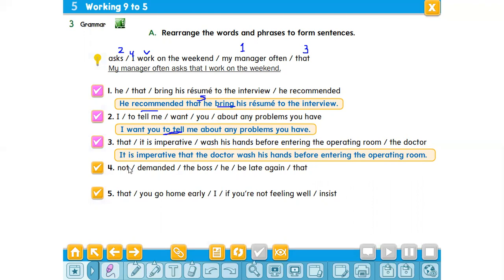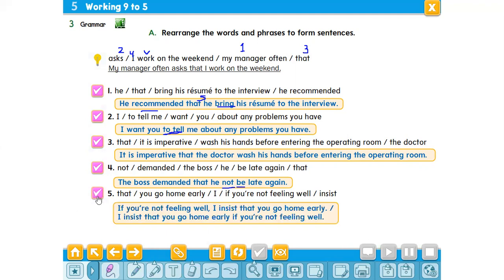Number 4, not demanded the boss, he pleaded again that. Pay attention, not. We must use not before the base form. Excellent. The boss demanded that he not be late again. He not be late again. We use not before the base form. Number 5, that you go home early. I, if you are not feeling well, insist. Very good. If you are not feeling well, I insist that you go home early. Or I can say, I insisted that you go home early if you are not feeling well. Do you write the answer?